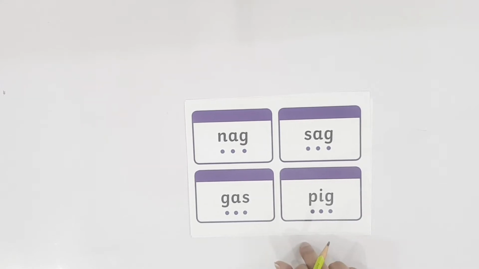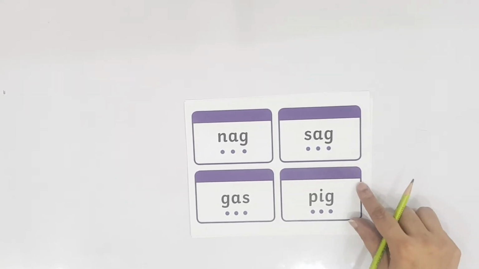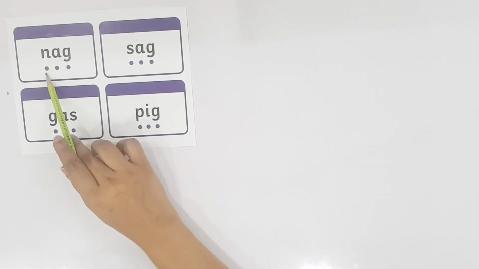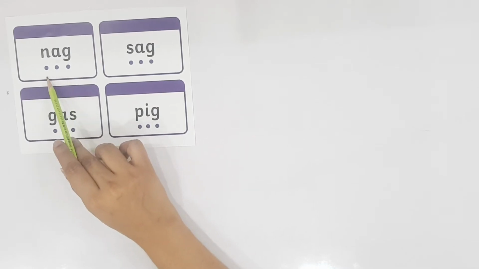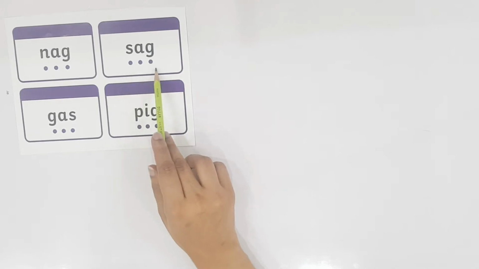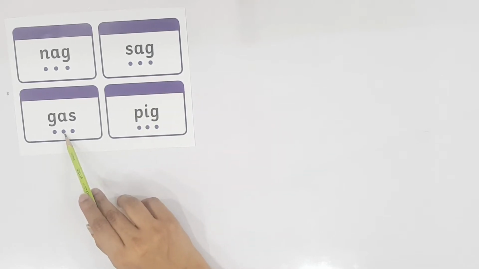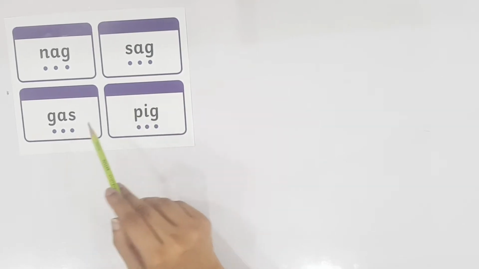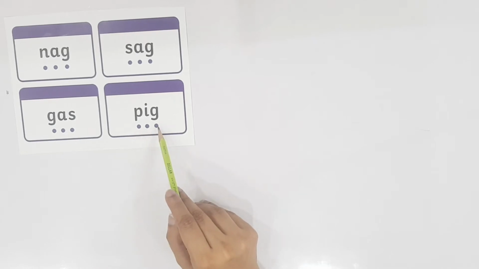This is another video of blending sounds. N, a, g, nag. S, a, g, sag. G, a, s, gas. P, a, g, pig.